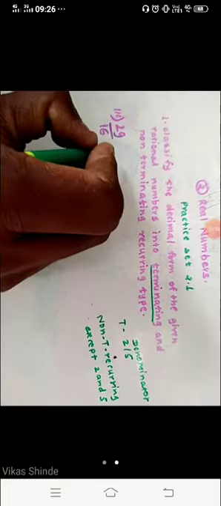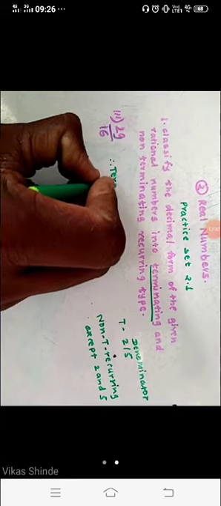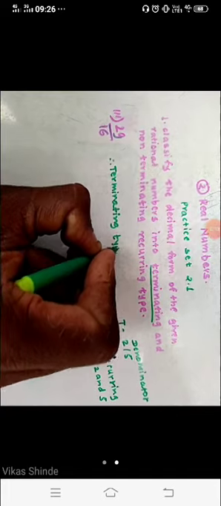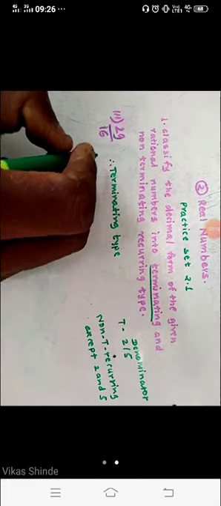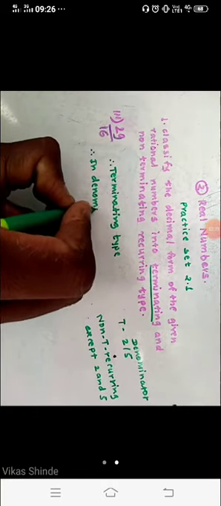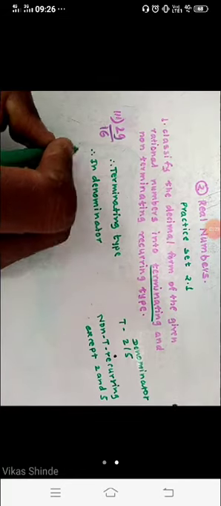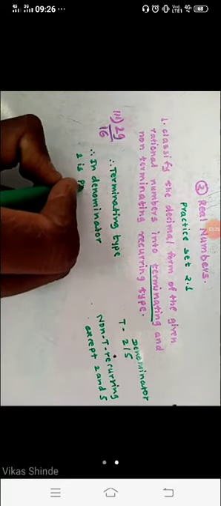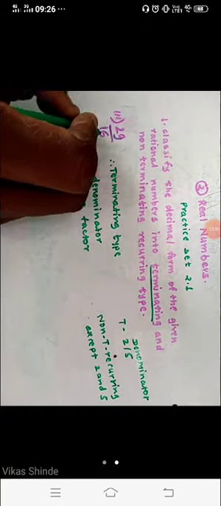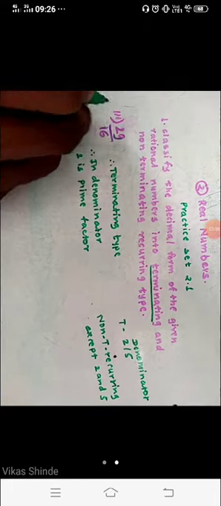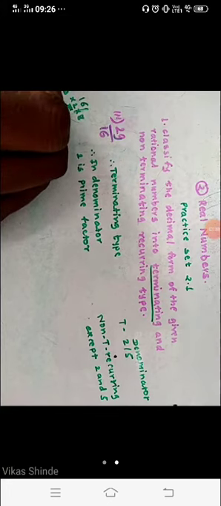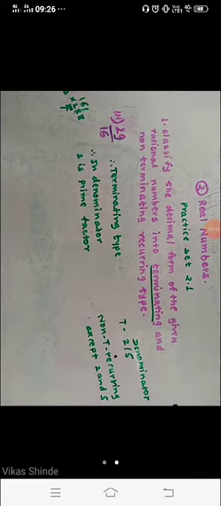Third one, 29 upon 16. We have to write terminating type here. This decimal is terminating type. Why? Because in the denominator 2 is the prime factor. Suppose you split this number, 16 means 2 into 8, these are factors, and the prime factor is 2, so that's why this is terminating type.